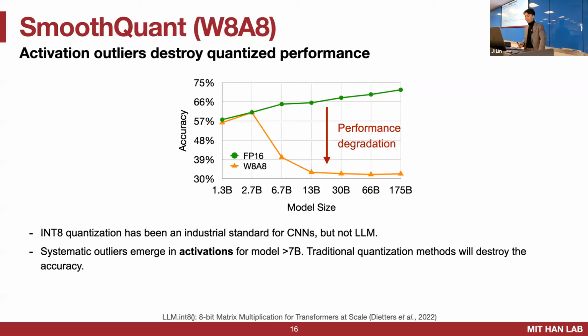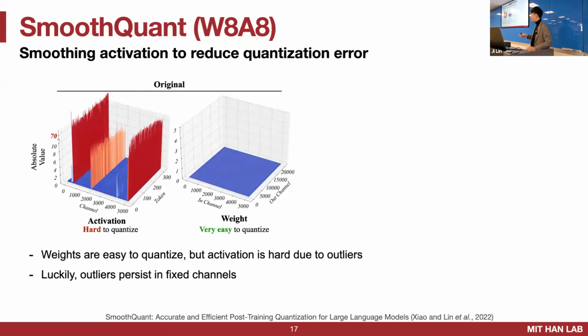So we actually find that this accuracy degradation is due to the systematic outliers that emerge in the activation, which is also coherent with the previous literature. To verify the idea, we plot the distribution of weight and activation of a large language model, specifically OPT 175 billion parameter here. So we have some interesting observations.